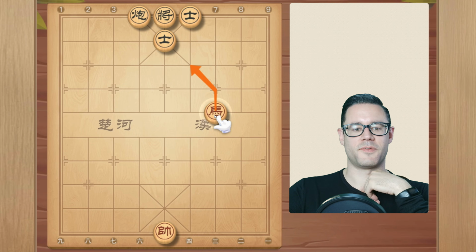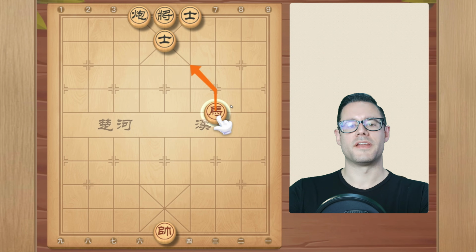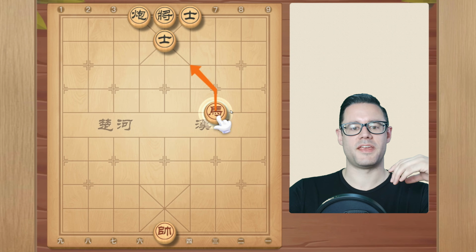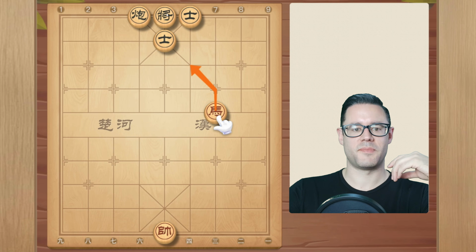For example, if we had our horse positioned here, they could move their advisor, which would pin our horse. Our horse wouldn't be able to move without exposing our general to the direct line of sight. But in this case, the answer to this checkmate is to move the horse to the palace corner to produce the checkmate. Advisor can't take it out because of the flying general rule.